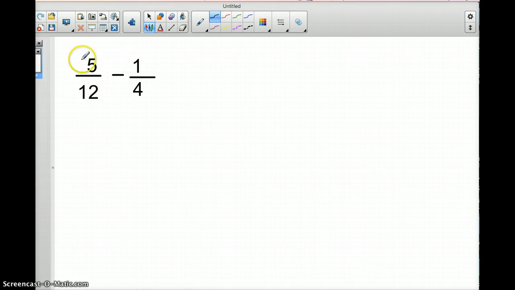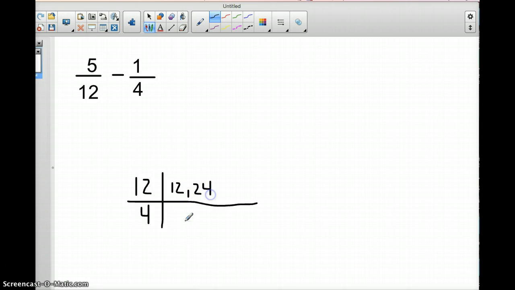When we're subtracting fractions, we set them up just like this. Our first step is to find the least common denominator of both denominators. So we have a 12 and we have a 4. We want to find the LCD, or the least common denominator, for those two numbers. We set them up in a chart that looks like this. We then count by the number to find all of its multiples. 4, 8, 12, and now we see a common denominator right here.